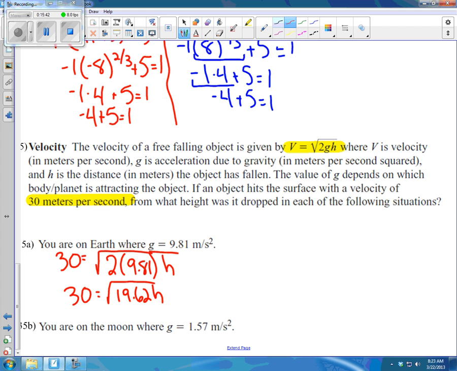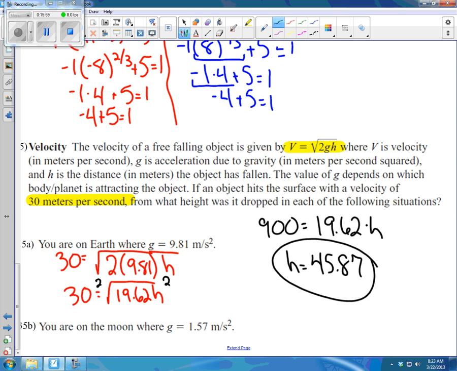So the first thing I need to do is get rid of the square root. So I'm going to square both sides. So 30 turns into 900. And the square root is now gone. And now to get h by itself, I'm just going to divide. So I end up with 45.87. So that's your answer for 35A.